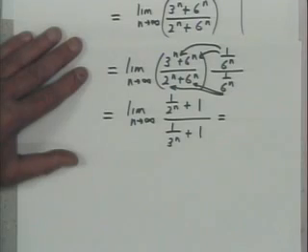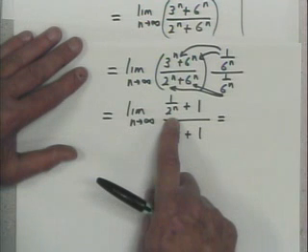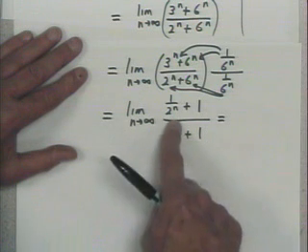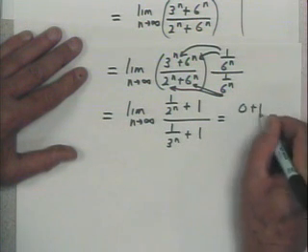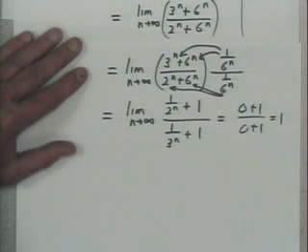Okay, now as n goes to infinity, where is 2 to the nth going? Well, 2 to the nth is going to infinity. 1 over 2 to the nth is 0. So you will agree that I can do that. And it's 1. So when I took the limit, I got 1.